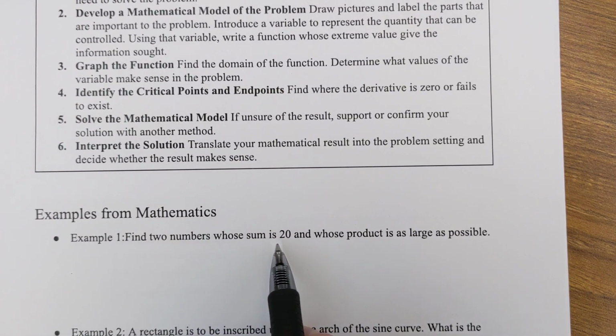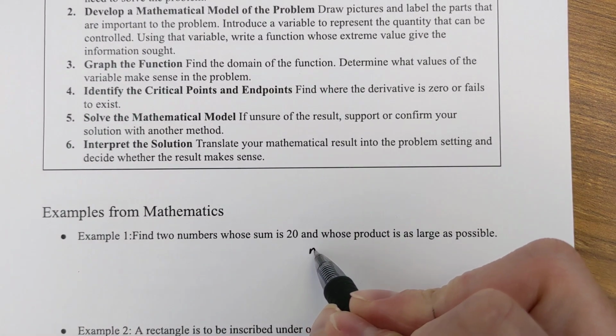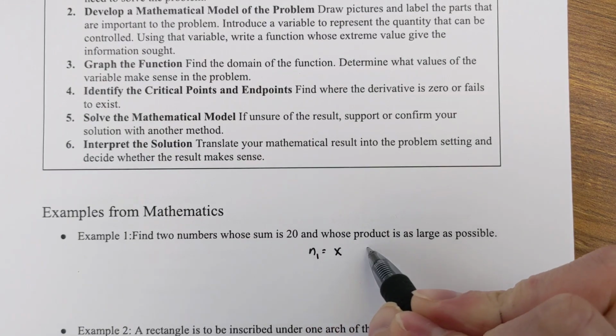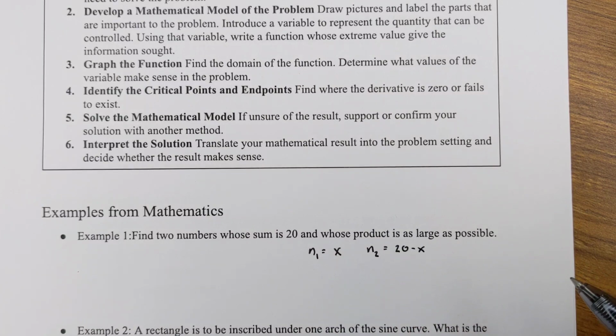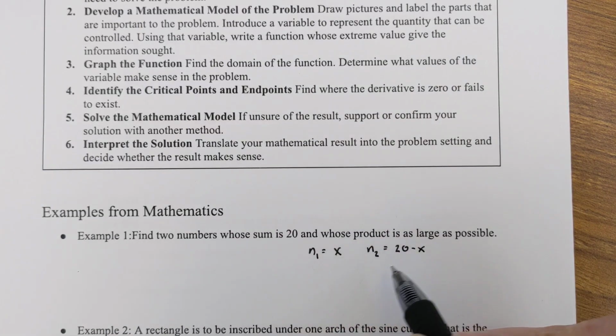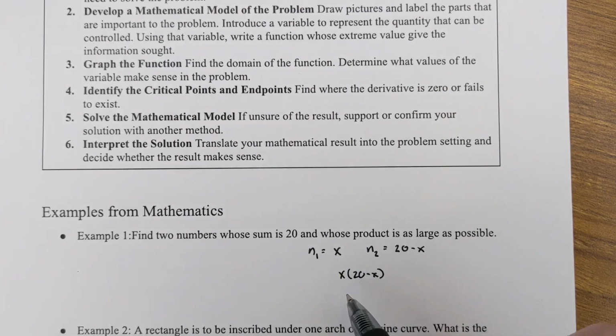Find two numbers whose sum is 20 and whose product is as large as possible. So we'll call my number 1 just x. Now my second number, if they have to add up to 20, is 20 minus x. So those are my two numbers. Now I want to make the product, which would be this equation, as large as possible. So this is 20x minus x squared.